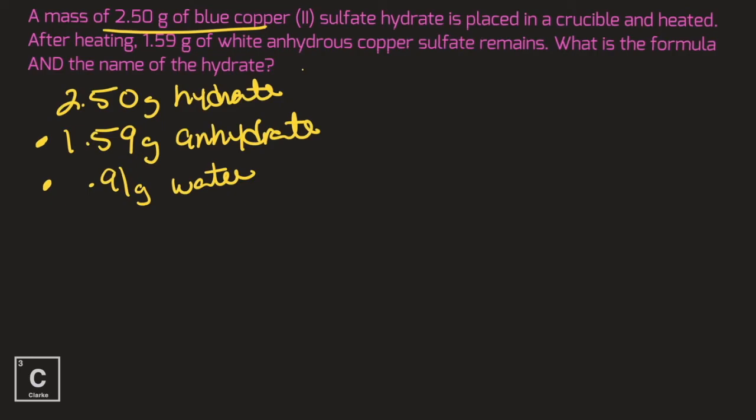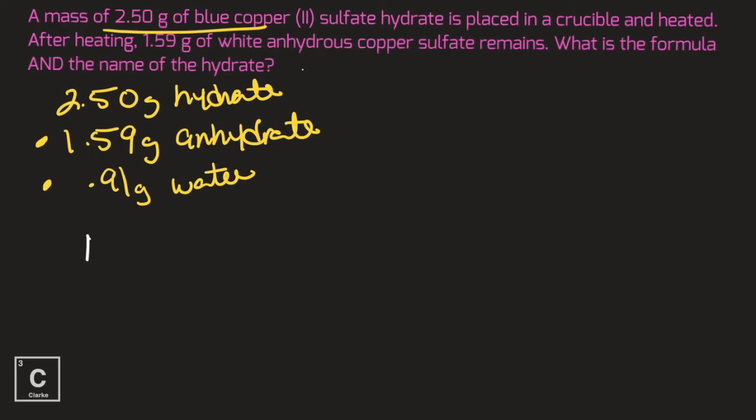And now this problem works exactly like empirical formula, except you're not going to have to multiply to a whole. We're just going to do mass to mole, divide by small. Because if you notice, these numbers are already in grams, so no percent to mass. We are only going to do step 2 and step 3: mass to mole, divide by small. And we're going to use our anhydrate number and our water number.